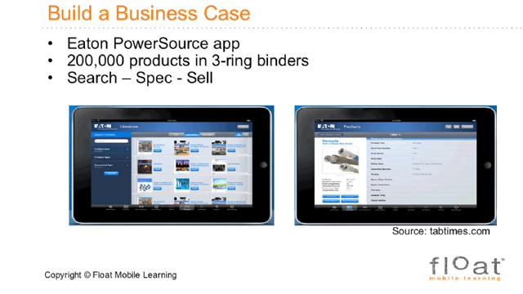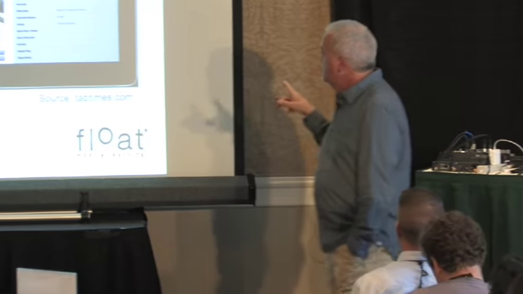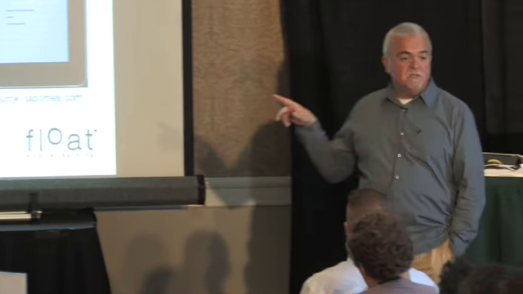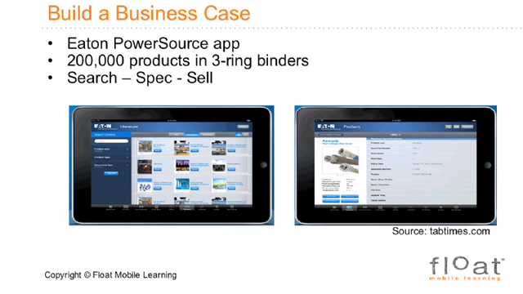So Eaton worked very hard to replace that with a tablet app that is dual purpose. It can be used by a salesperson in a customer-facing situation, and it could even be used by a customer in an unproctored situation if they were just looking at products and wanted to see things. So three-ring binders out the window, everything on a tablet instead.